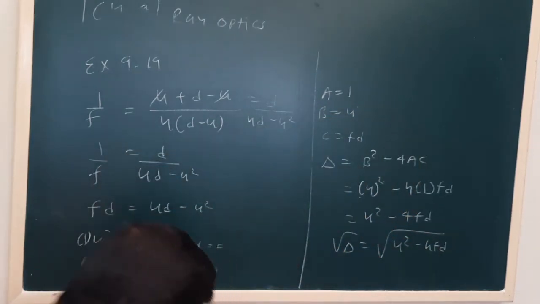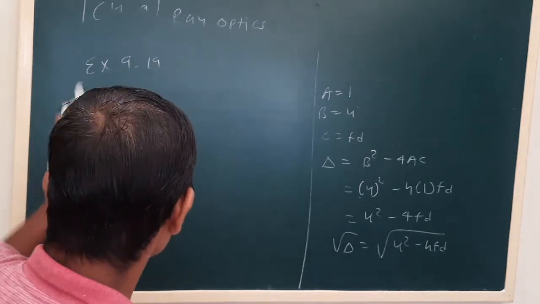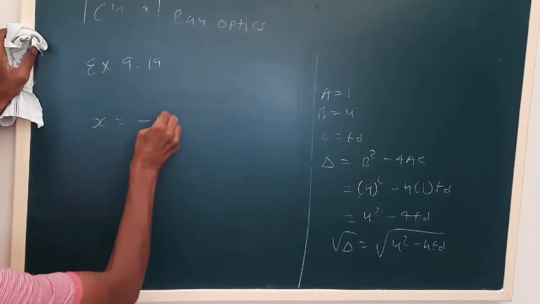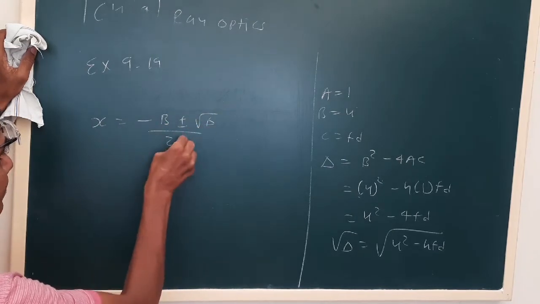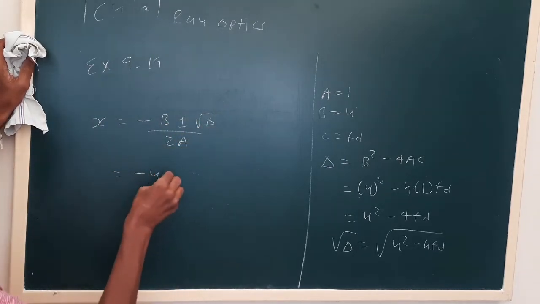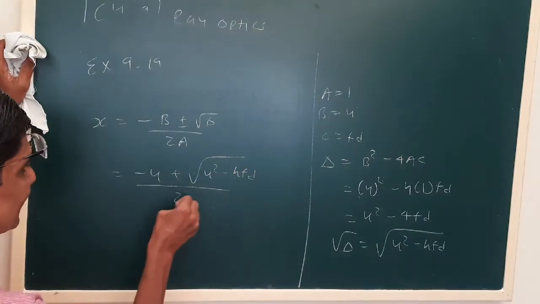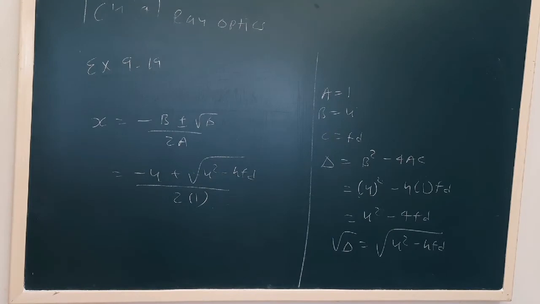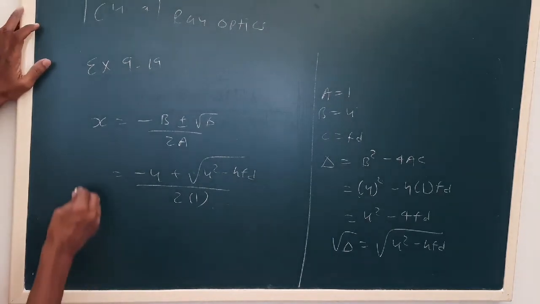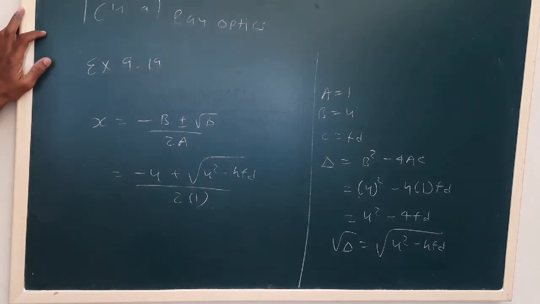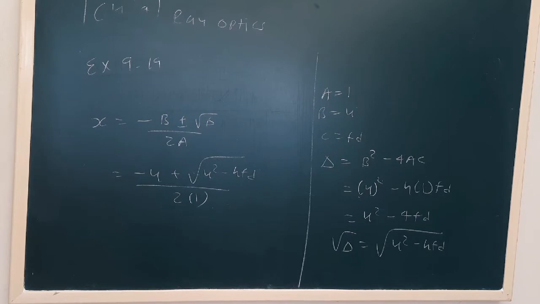Now recall the solution of the quadratic equation. See, x is equal to minus b plus or minus root delta upon 2a. So here also minus b plus or minus root delta, and a is 1. Okay, now this we have to solve. Now this is the object distance. Similarly, we can obtain the image distance also. Here image and object distance are the same, so u is equal to v.